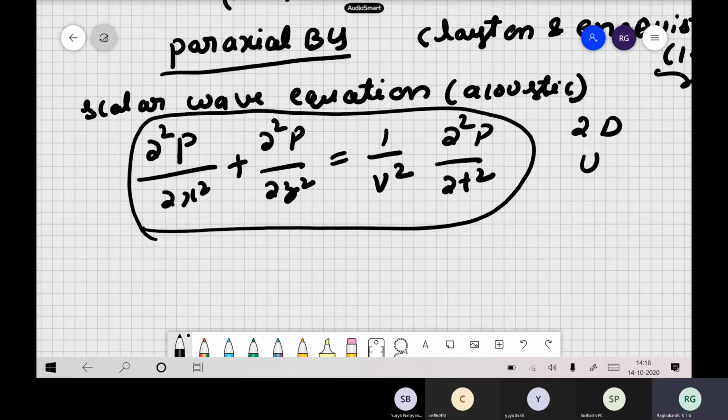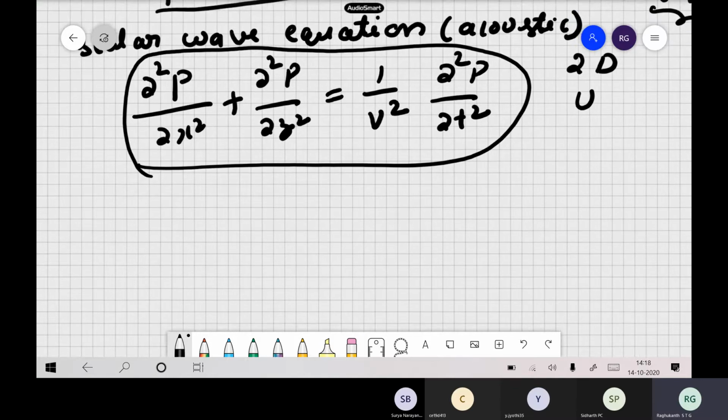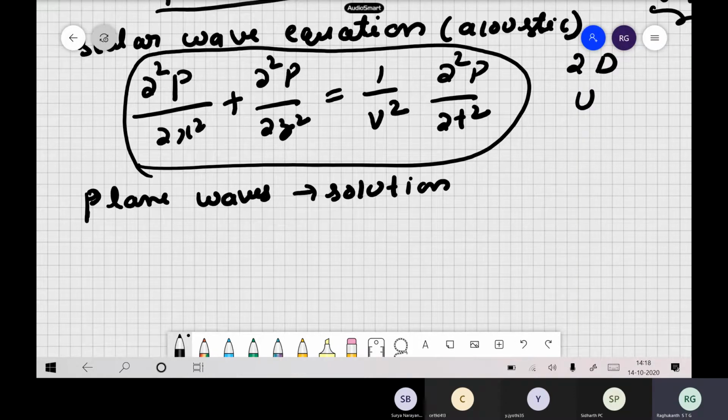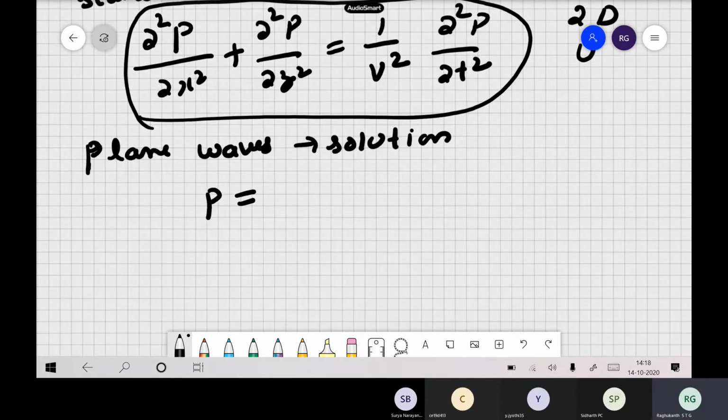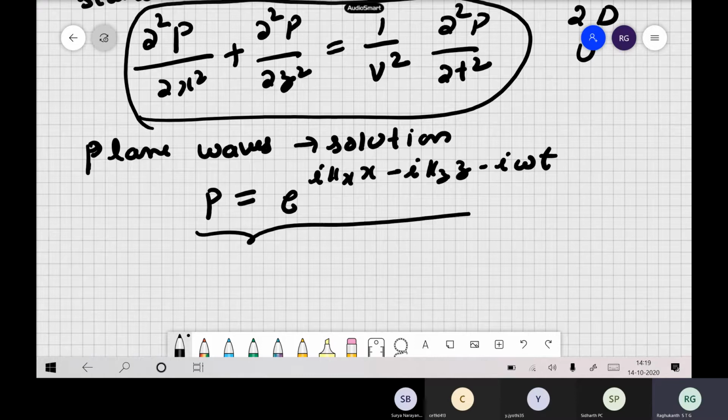Now I have to write the boundary condition for the paraxial case. But before writing that, what is the solution of a wave equation? If you write the solution in terms of plane waves, then p is e to the power of i kx into x minus i kz into z minus i omega t. This is the solution. Now you substitute it in this expression.